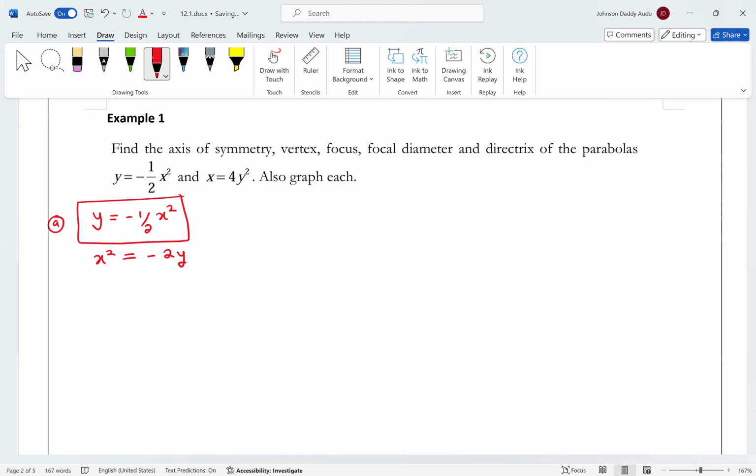And then you compare with what? You compare this with x squared equals 4py. And what does that mean? It means that you have a vertical parabola.